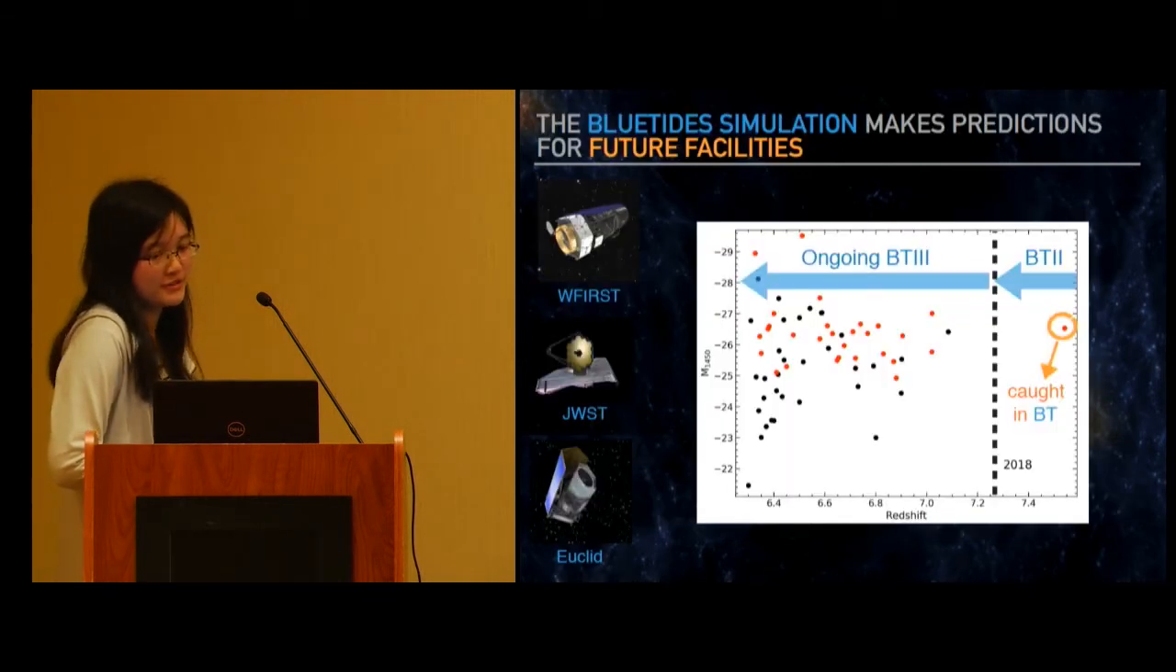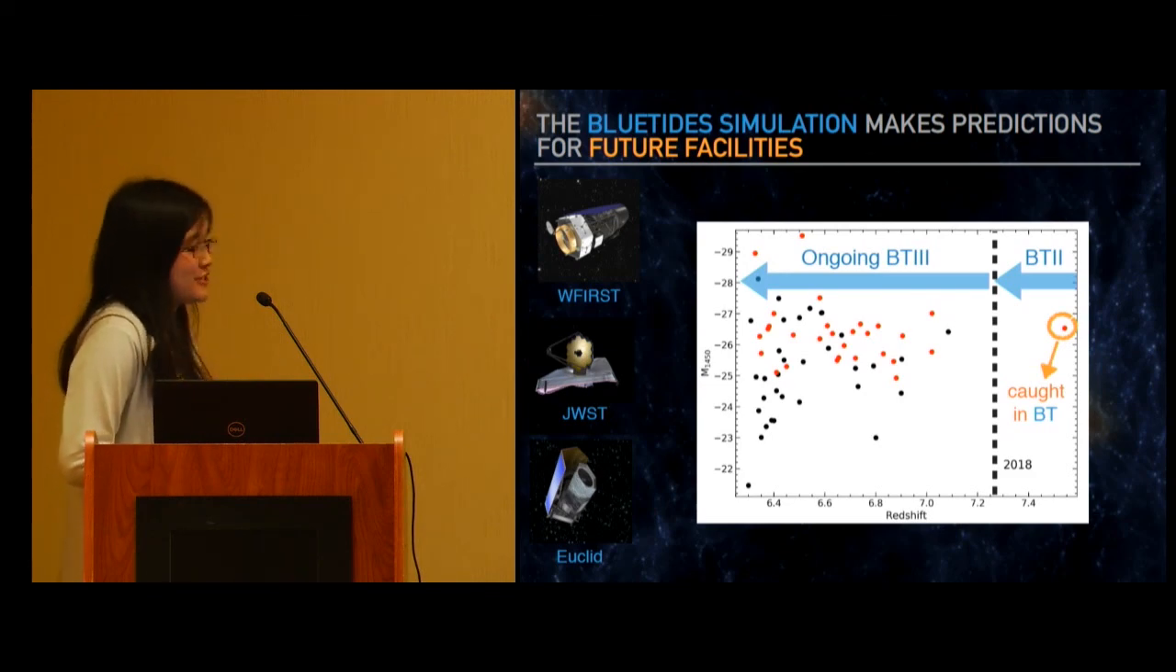So here's the conclusion slide: the ongoing BlueTides 3 simulation is able to cover the epoch where we are getting more and more data, and we are able to make predictions for the future for the next generation telescopes.